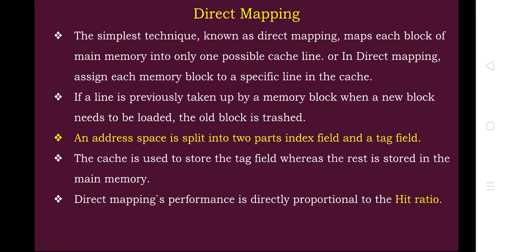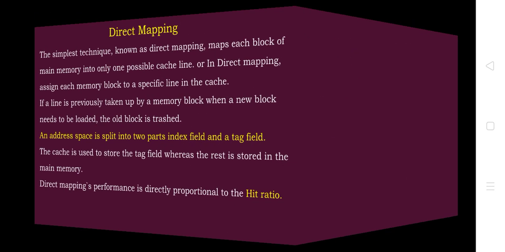Direct mapping performance is directly proportional to the hit ratio. That means when the data is available in the cache, it can access the data directly. So the performance is directly proportional to the hit ratio. That means if there are more hits, the direct mapping will work in a faster manner. So this is all about direct mapping in cache memory.